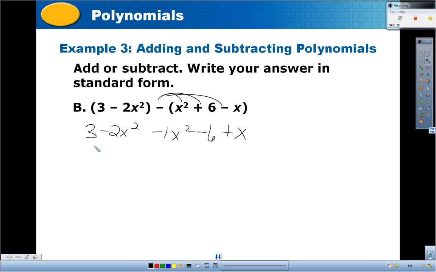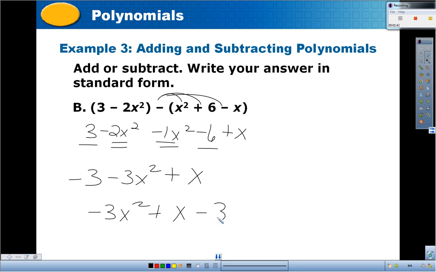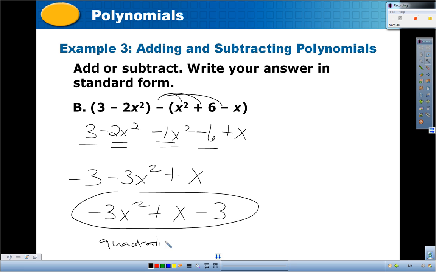Now you can combine your like terms. 3 minus 6 would be negative 3, negative 2x minus 1x squared would be negative 3x squared, and then there's nothing to combine with the x. Written in descending order, it would be negative 3x squared plus x minus 3, and then there's my answer. This is what we call a quadratic, because it's a degree 2, and a trinomial, because there are 3 terms.